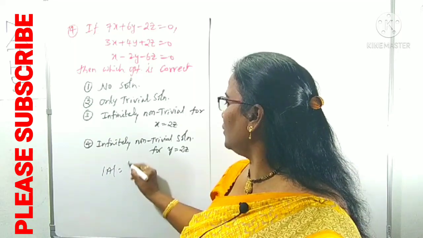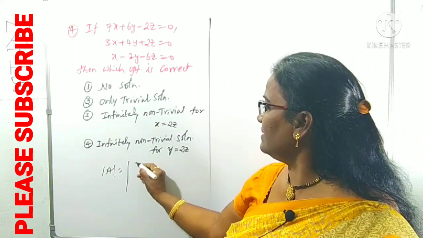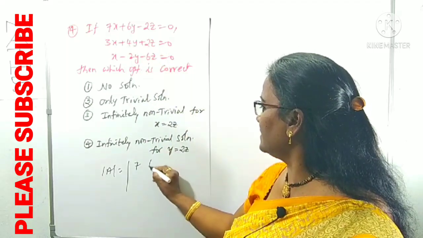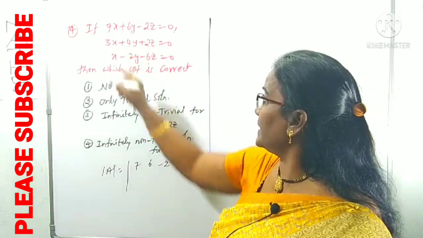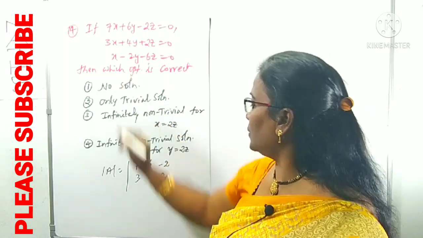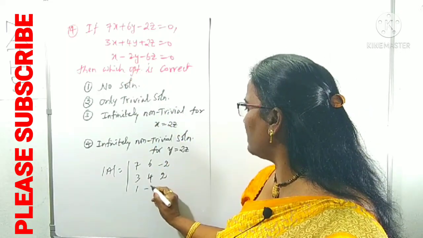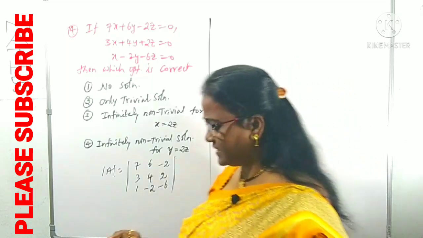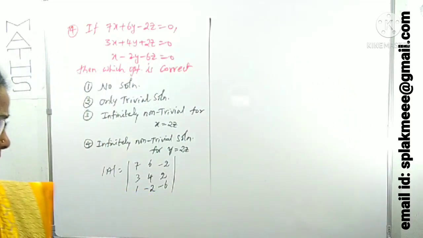Det A is the determinant of 7, 6, minus 2. Then second row 3, 4, plus 2. Third row 1, minus 2, minus 6. We can check whether it is 0 or not. Its value you can check.